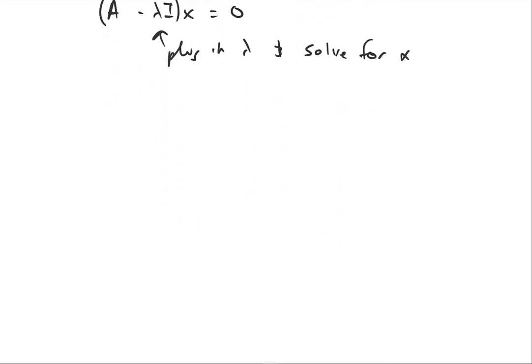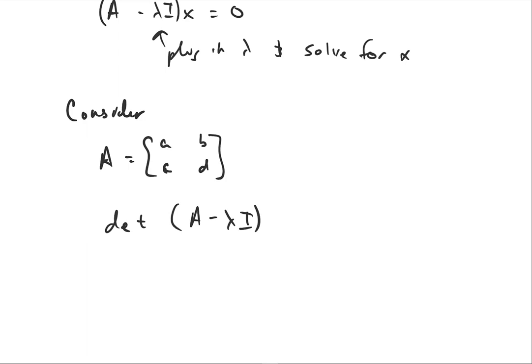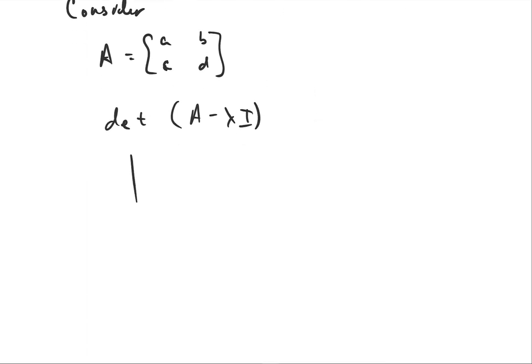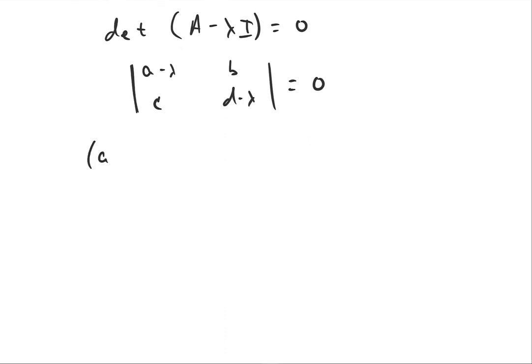So if we consider a very general matrix, a general 2 by 2, so suppose A looks like this, then if I want to do the determinant of A minus lambda I, that looks like this. Of course, we're going to set this equal to zero. So now when I take this determinant, I get (a minus lambda) times (d minus lambda) minus bc equals zero.